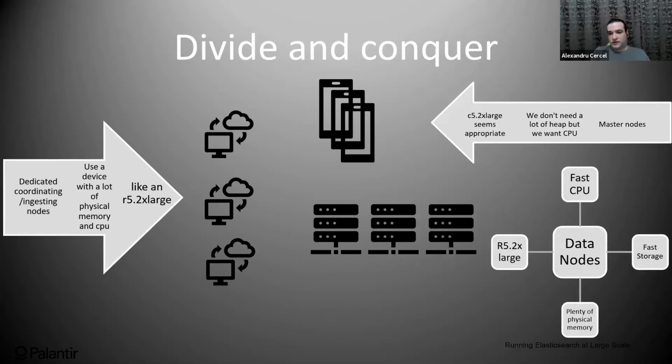And the data nodes basically want everything. They need good, fast CPU, they need good, fast, and a lot of storage, and they need plenty of physical memory. So again, the R5 2xlarge with a bigger disk, compared to the client or ingestion node, should do the trick.